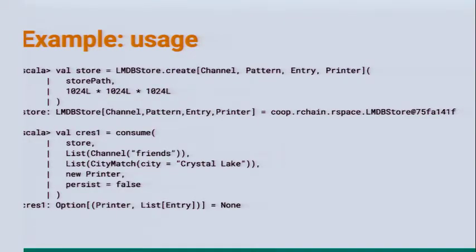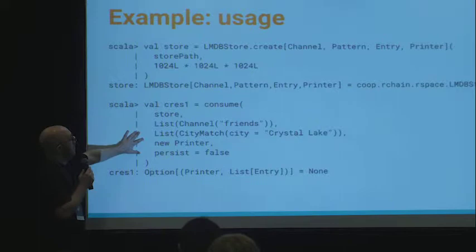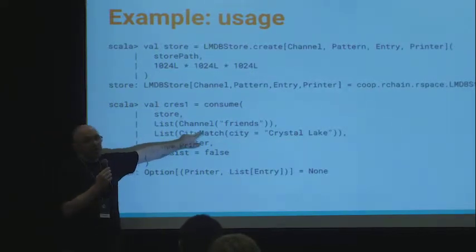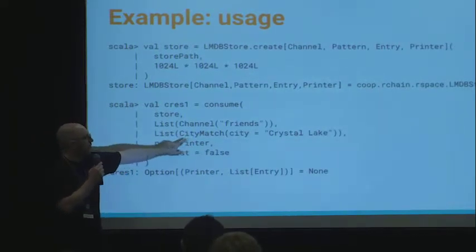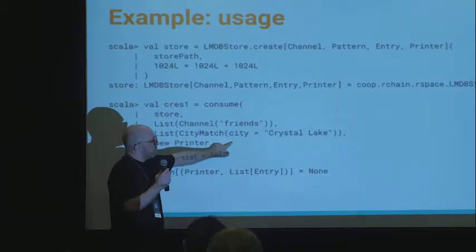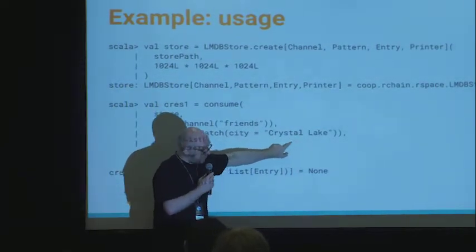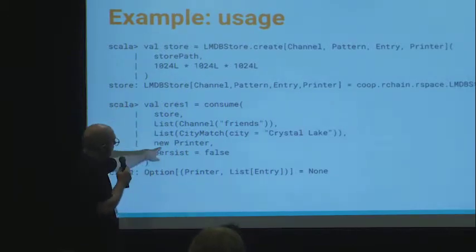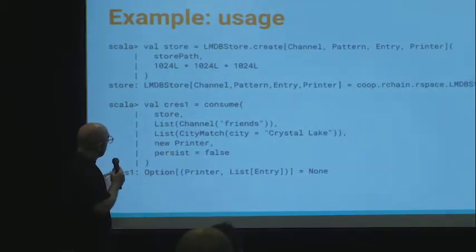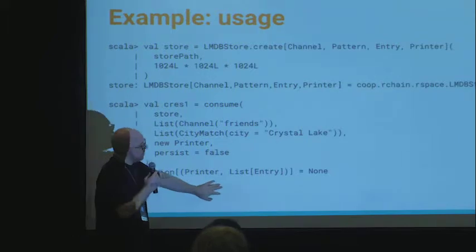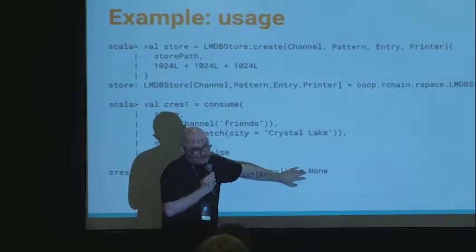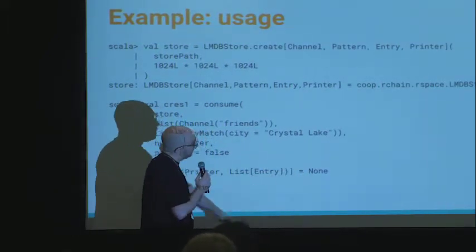And we instantiate the store. And we do our first consume here. What we're doing in this case is essentially installing a query into the store. We're looking on the channel friends, the key friends here, for something that is an address that matches the city of Crystal Lake. And we're installing that printer continuation in there. So we get back a None because there's no data in the store that already matches this continuation.